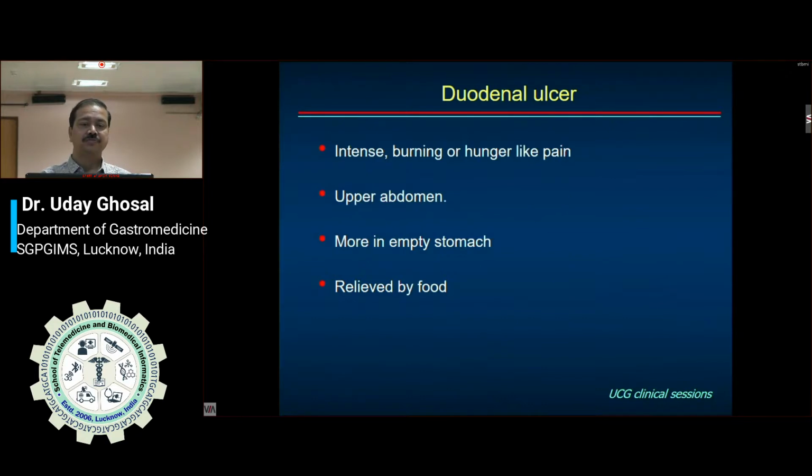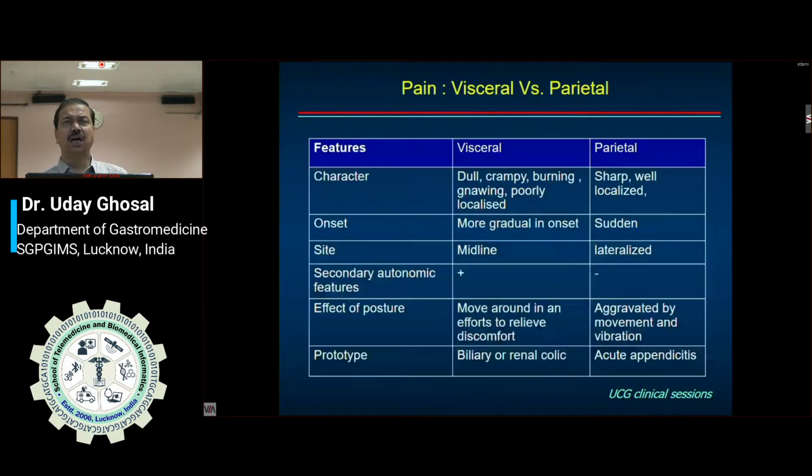So now, let us come to this table. This table is very important because I have been talking about pain, and in some cases I was saying pain is coming from the intestine. In other cases I was telling that pain is coming from the abdominal wall. So when the pain comes from the intestine, it is called visceral pain. When the pain comes from the abdominal wall, it is called parietal pain. So how will you differentiate whether your patient has visceral pain or parietal pain?